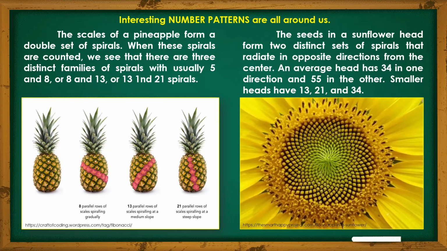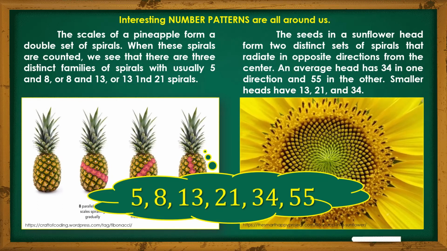Likewise, the seeds in a sunflower head form 2 distinct sets of spirals that radiate in opposite directions from the center. An average head has 34 in one direction and 55 in the other. Smaller heads have 13, 21, and 34. So, ang pinya or pineapple at ang sunflower ay magpapakita sa atin ng mga patterns. Specifically, number patterns na natural na nakikita sa kanila. So, tingnan natin yung na-form na sequence.